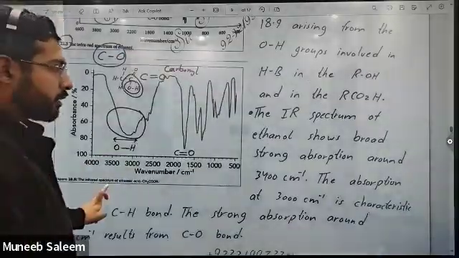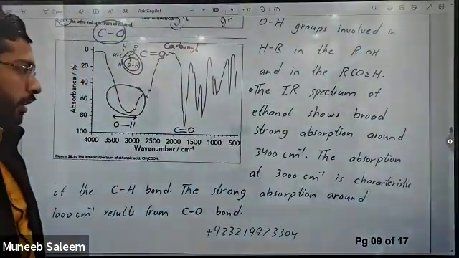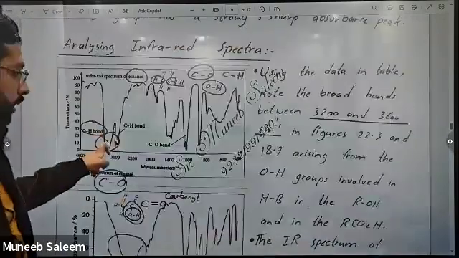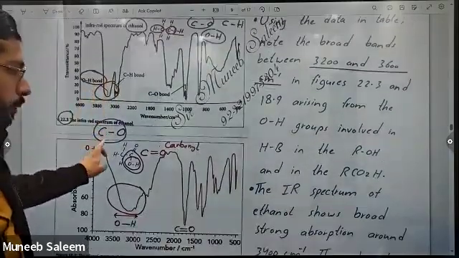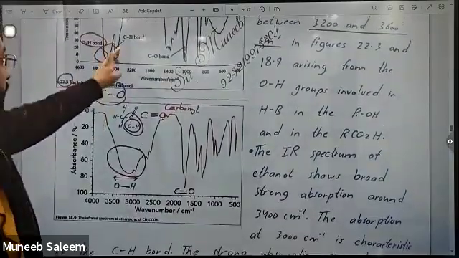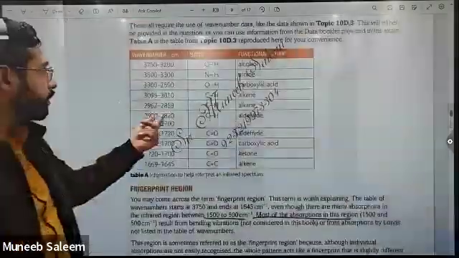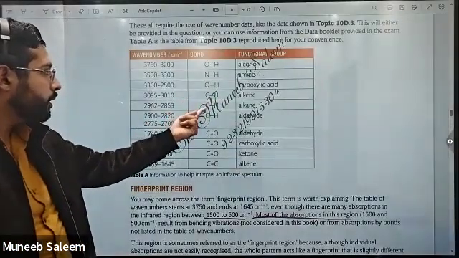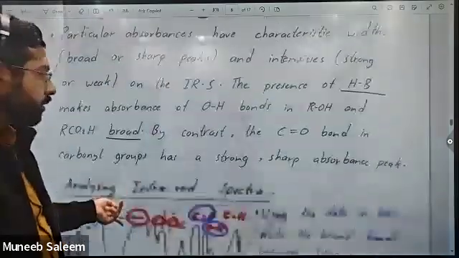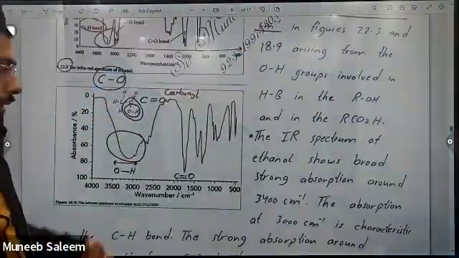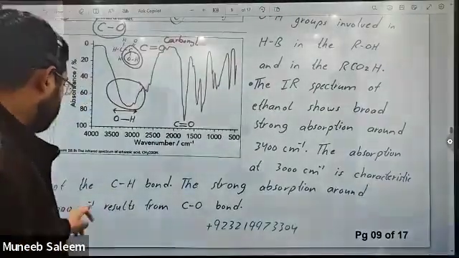So the IR spectrum of ethanol shows a broad, strong absorption around 3400 per centimeter. The 3400 per centimeter peak is this one on the slide, the broad peak. Now this peak is indicating the CH bond, since we can see from the table, the value of the CH is over here. In case of alkane, it is 2962, 2853, almost near to the 3000. The absorption at 3000 is characteristic of the CH bond.